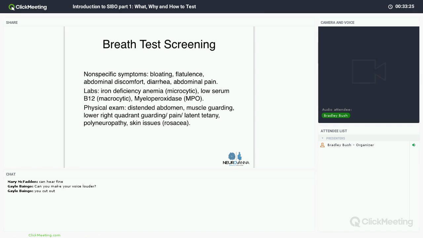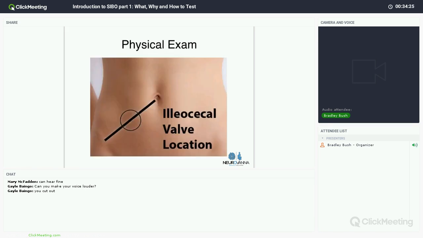Physical exam is important. Doctors and practitioners have got to put the hands on the patient sometimes to identify a few things that are very common in SIBO patients. The distended abdomen, gas being collected within the abdominal cavity. Muscle guarding: when you're actually doing an abdominal exam, these people are going to be squirming and muscles will be spasming, guarding themselves because they don't want to get injured. Lower right quadrant pain, and I'll show you a little slide on that in a second, but that's where your ileocecal valve is. Latent tetany, because they might have a magnesium deficiency or a B12 deficiency. Polyneuropathy. Many people will have neuropathies, and they're actually caused by the SIBO, and also skin issues, including rosacea. So when you're palpating that lower right quadrant, definitely go in there and dig around.